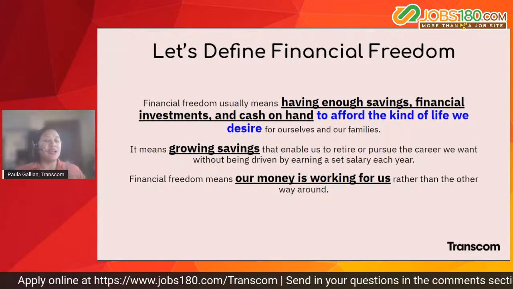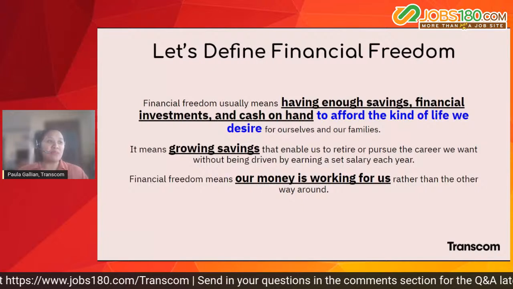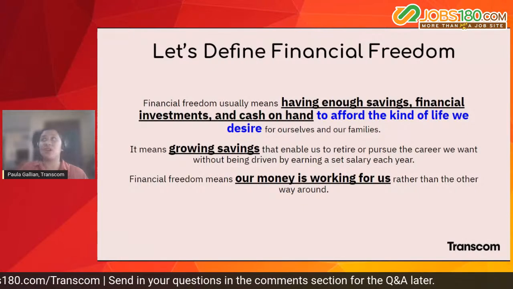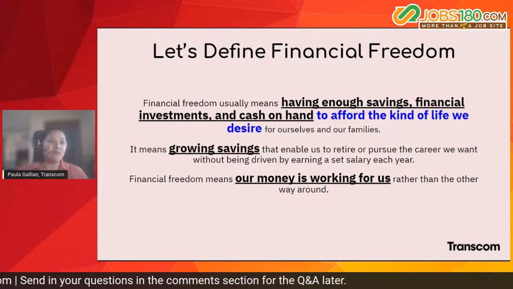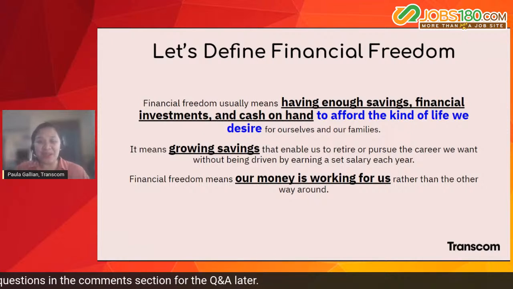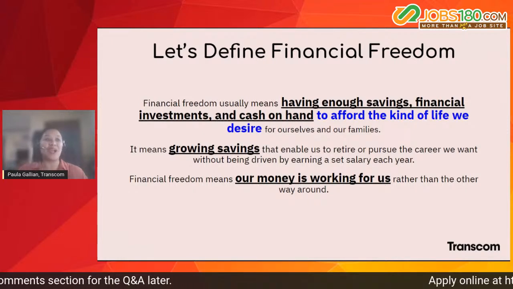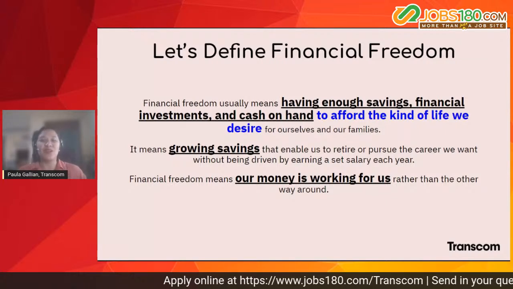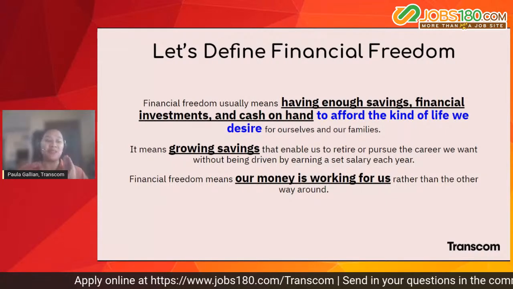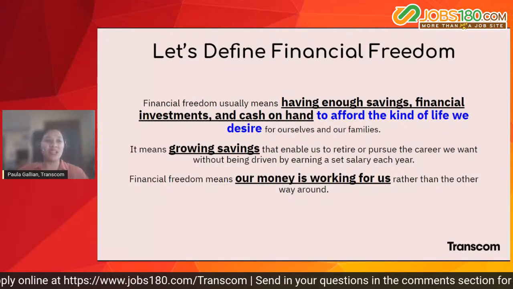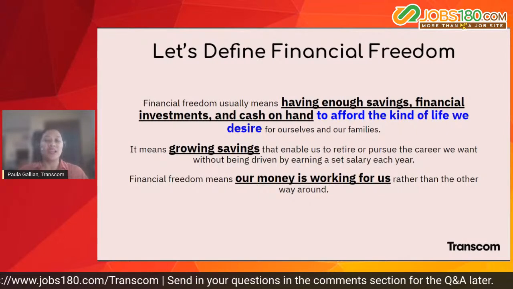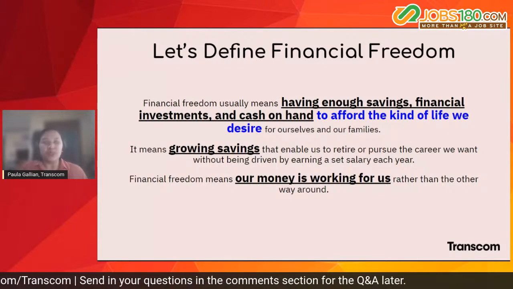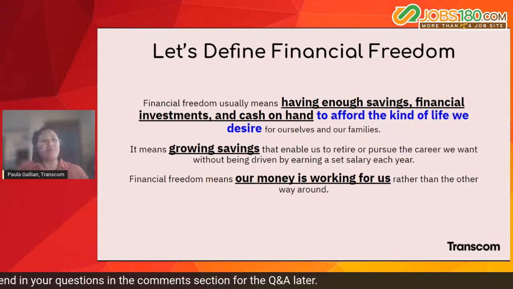And financial freedom would also mean making the money work for us rather than the other way around. Who wouldn't like that point? Instead of us working hard to earn that money, we want the other way around, where the money is the one working for us, and we just sit here and enjoy our daily activities. So now we were able to identify financial freedom.